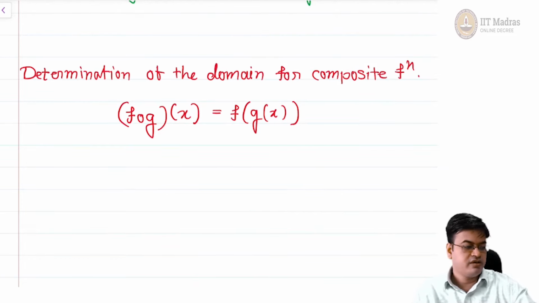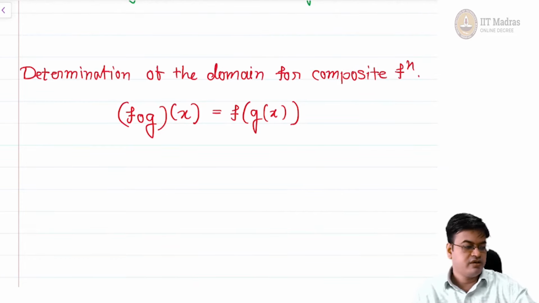So what is f o g of x? Simply apply our definition. It is f of g of x. No confusion in this. Then again, you use that f of box is equal to 2 upon box minus 1. So that gives me 2 upon g of x minus 1. Now, what is g of x? It's 3 by x. So substitute, and it will be 2 upon 3 by x minus 1. Simplify this, assuming x is not equal to 0, and you will get 2x upon 3 minus x. So this is my f o g of x.